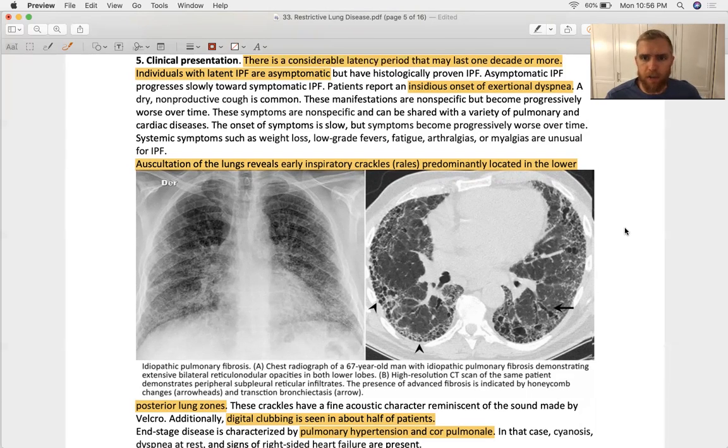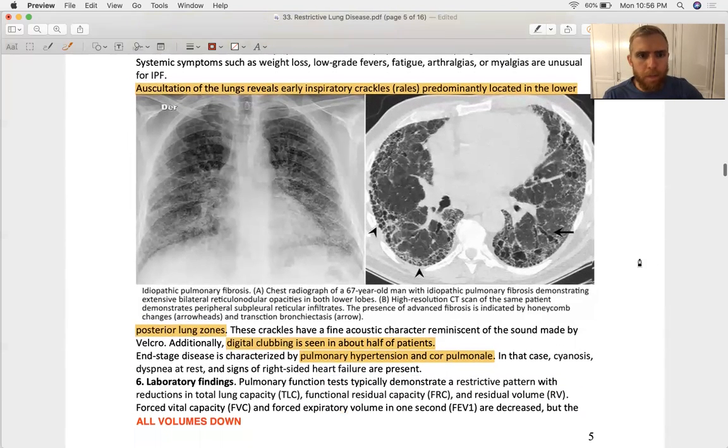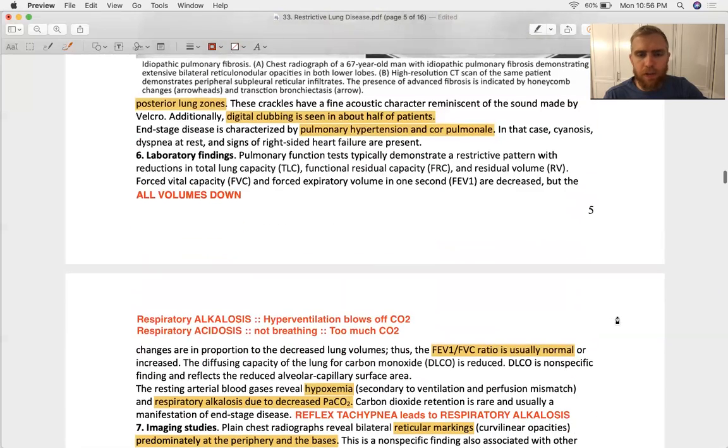Patients report insidious onset exertional dyspnea, meaning they have trouble breathing. It's going to lead to a hypoxemia that just gets slowly and progressively worse, and so they're really not going to present in a question stem until they fall off the cliff proverbially, right? And they start going into pulmonary hypertension. You see crackles, rales in the lower lung zones. Sounds like Velcro. You see digital clubbing in some patients.